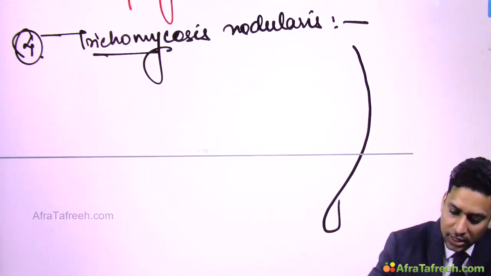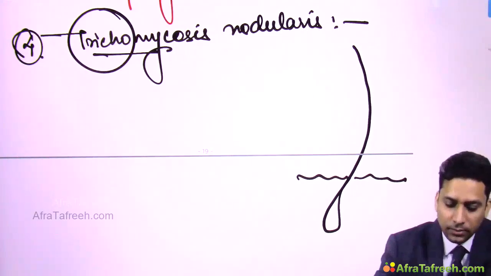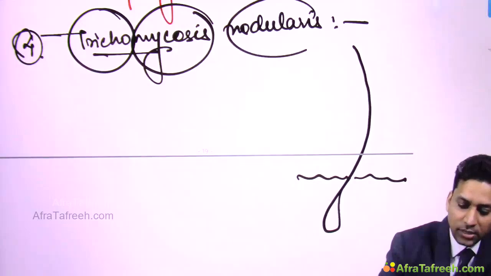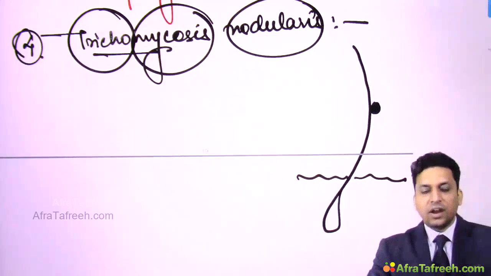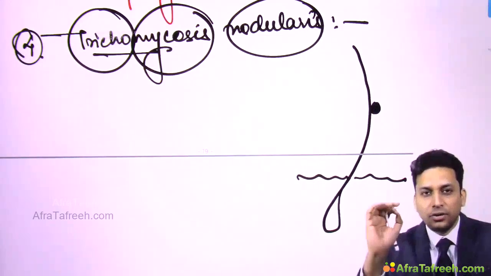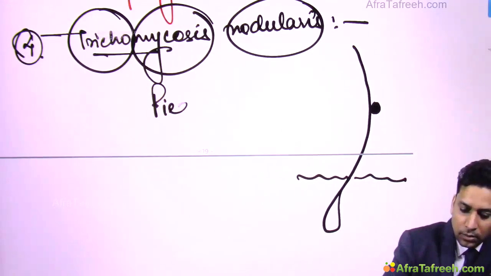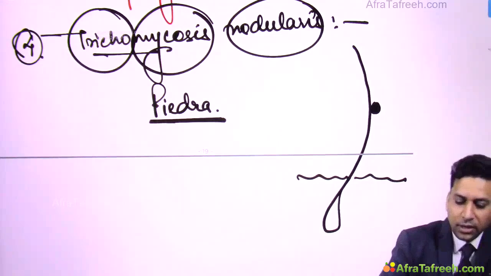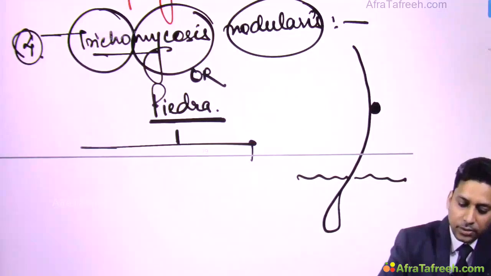Let us consider this is the hair follicle. So tricho means hair follicle, mycosis means fungal, nodularis means nodule. So you will find a fungal nodule attached to this hair follicle. So this is trichomycosis nodularis, where a fungal nodule is seen attached to hair follicle. This is also known as pedra. So another name of trichomycosis nodularis is pedra, which can be of two types.